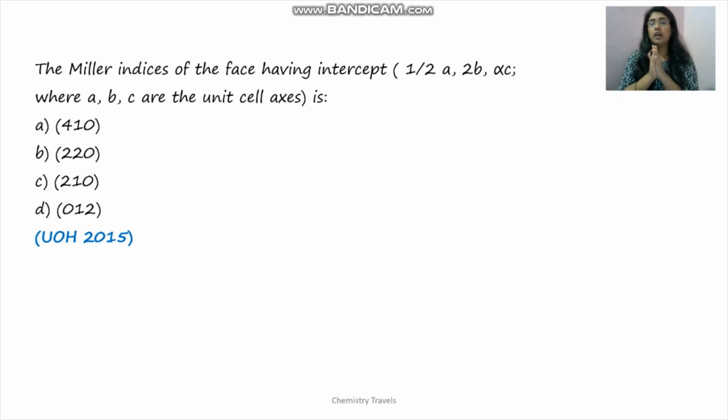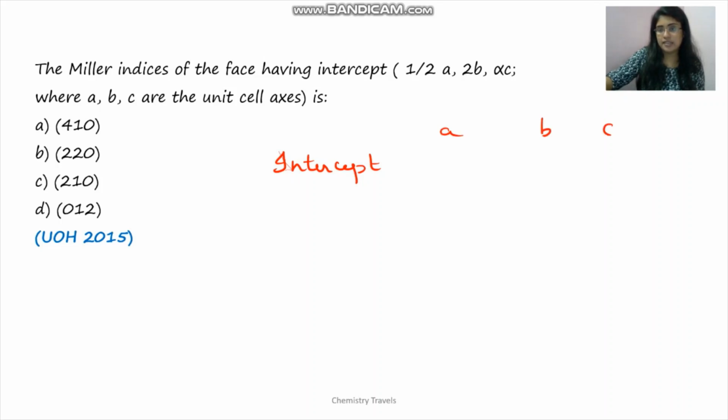Now we know how to calculate the Miller indices. There are 3 steps. The first step is writing the intercepts itself. So let's write down the intercepts. Instead of the XYZ axis, we take the ABC axis, so this is taken to be half, this is given to be 2, and this is given to be infinity.